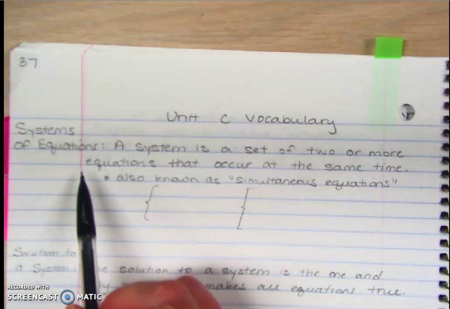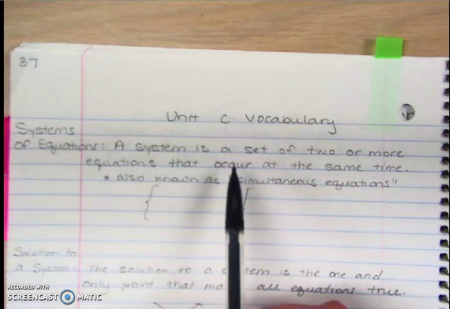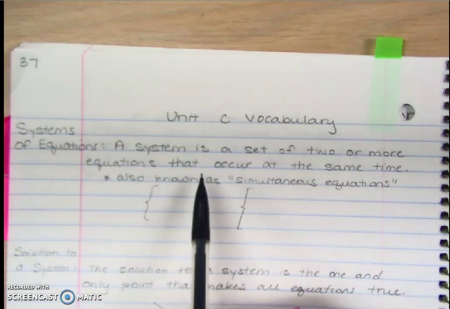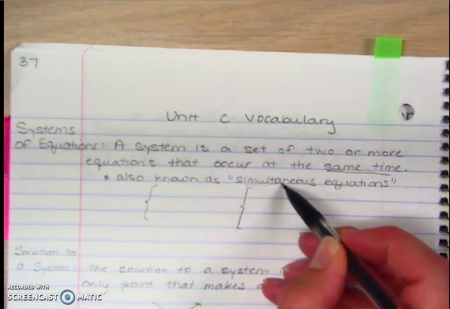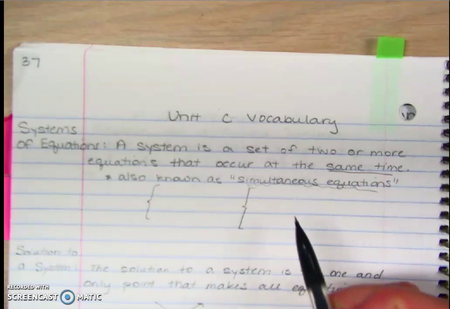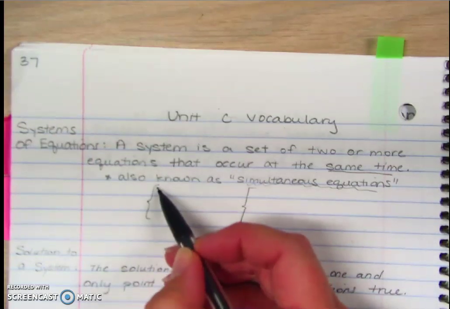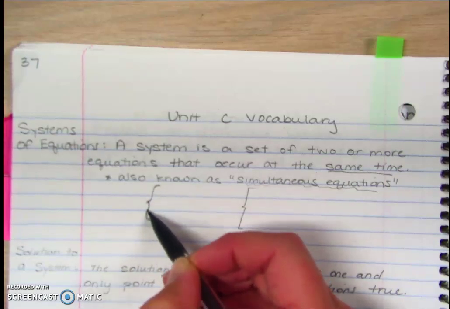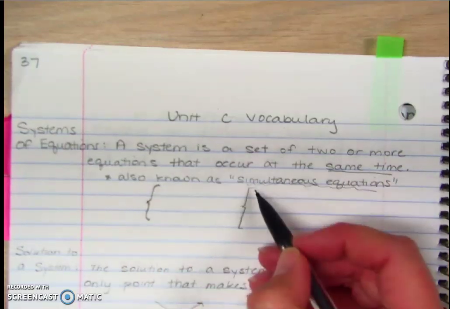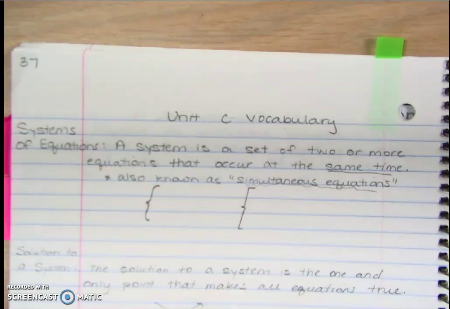So this whole unit is about systems of equations. A system is a set of two or more equations that occur at the same time. So they're also known as simultaneous equations. They're equations that happen at the same time. And so we group them together usually with this little curly bracket. But if you can't draw the curly bracket, sometimes you could also draw a straight edge bracket. But that would group the equations together. So that's what you're going to see in this unit.